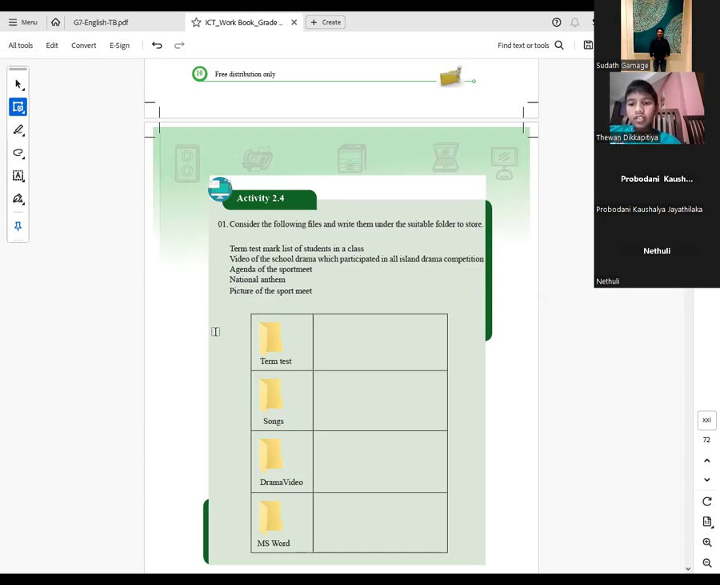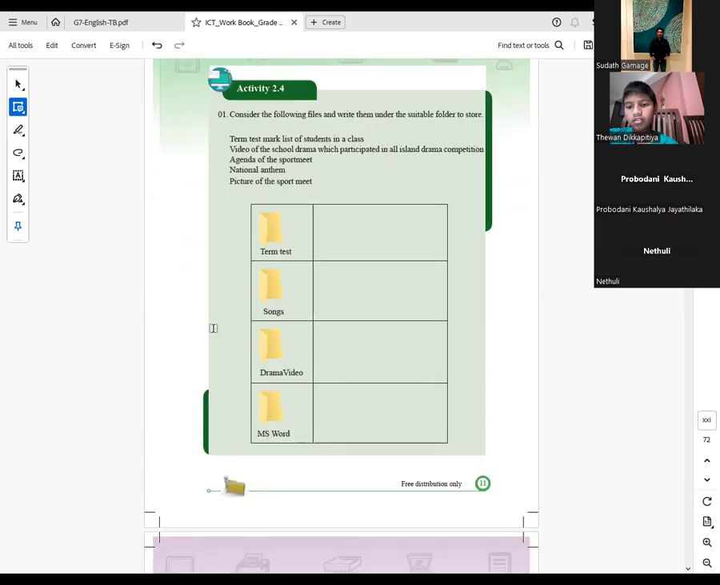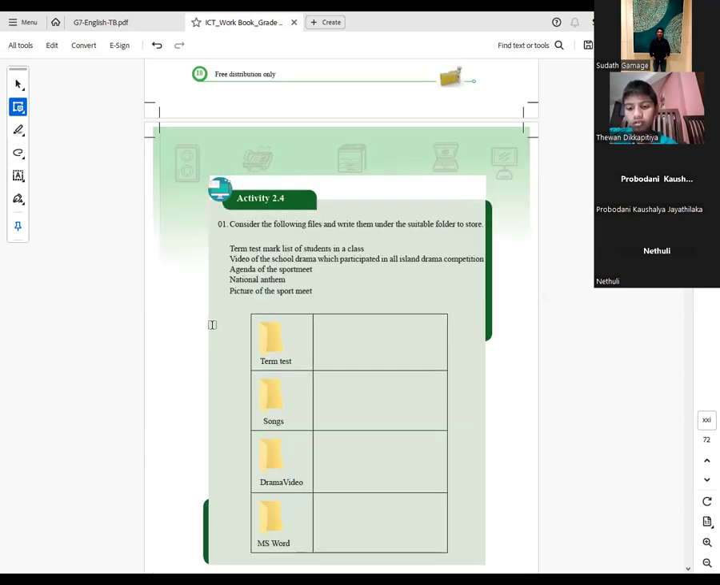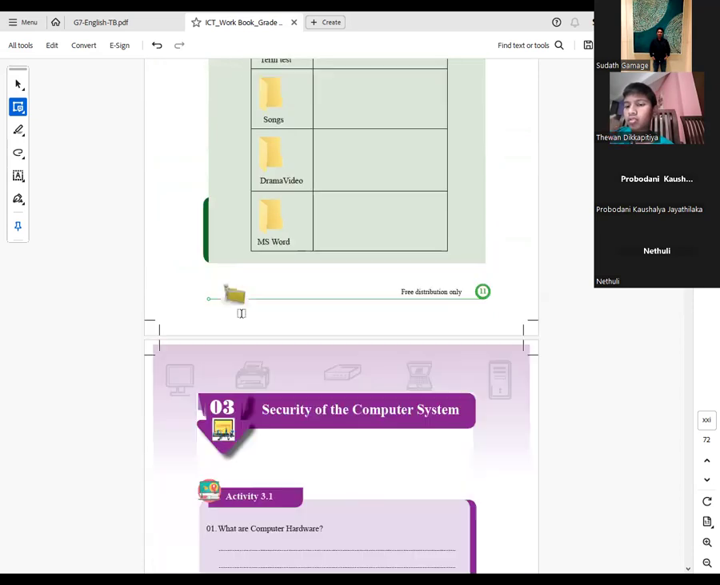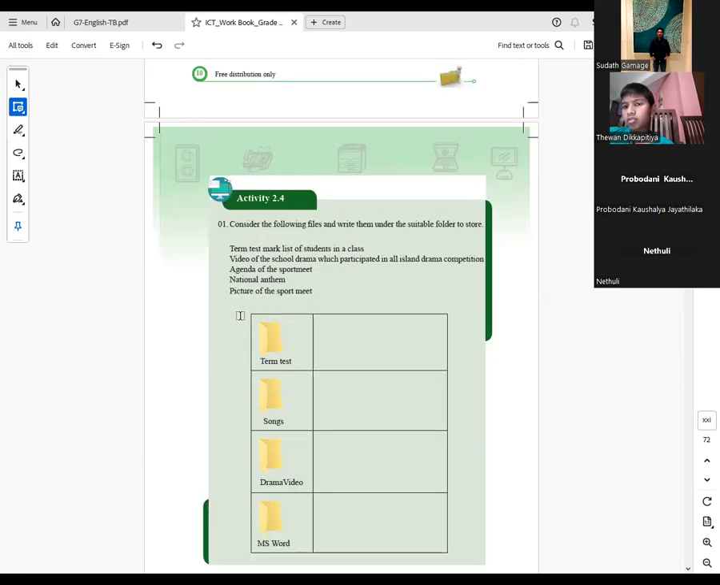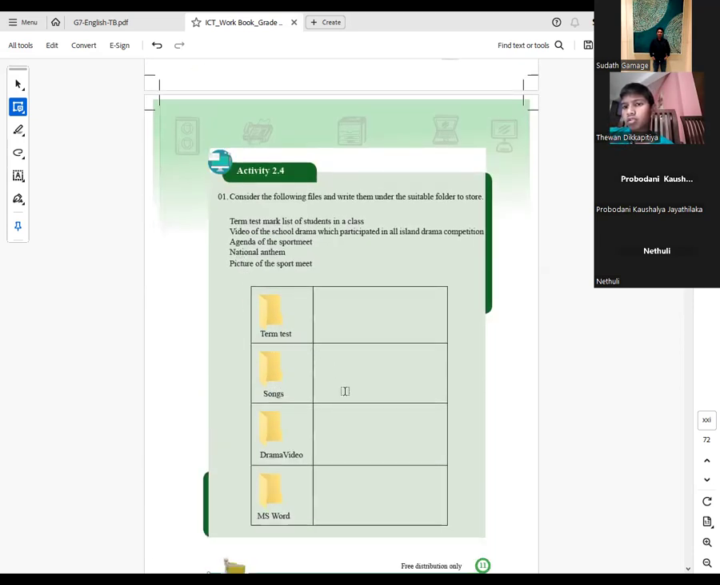MS Word, MS Word. Picture of the sport meet. There should be another folder. Yes, there should be another folder. That's why I was searching that. So there is nothing related to picture of the sport meet. There should be an images folder also, right? So it is not there.